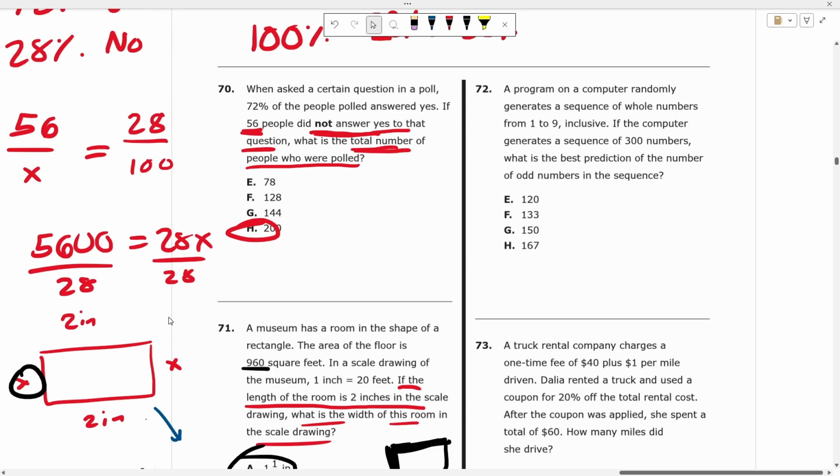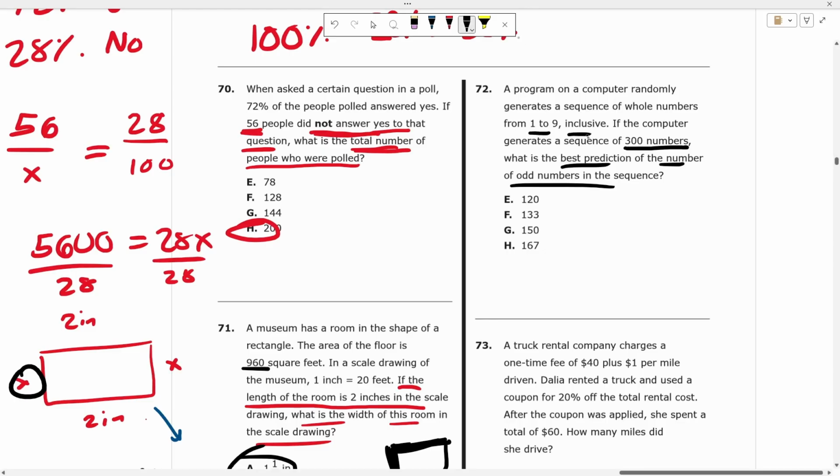Number 72 says a program on a computer randomly generates a sequence of whole numbers from 1 to 9 inclusive. If the computer generates a sequence of 300 numbers, what is the best prediction of the odd numbers in the sequence? So the only thing this computer program does is it generates numbers 1 through 9.